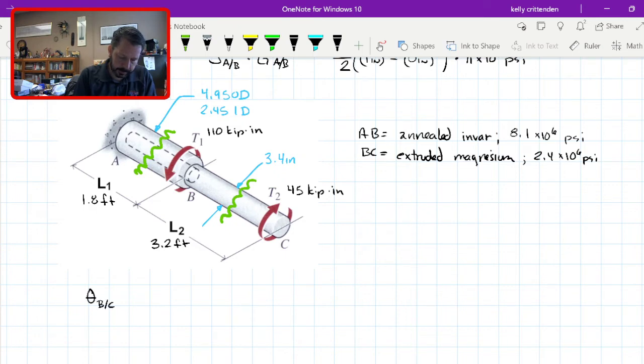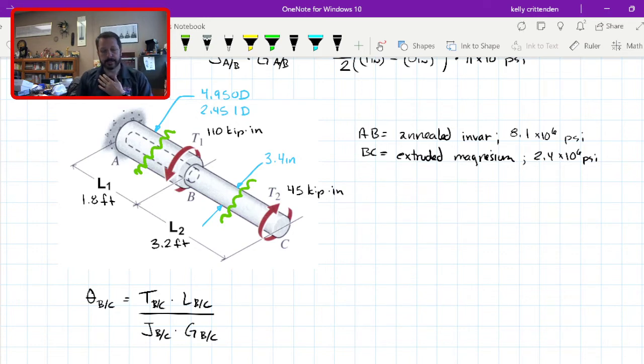So the angle of twist for section BC is equal to the torque in that section, the length of that section, over the polar moment of inertia for that section and the modulus of rigidity for that section. The torque in that section, I'm not going to draw this particular one, I'll draw the next one. This one is 45 kip inches. I don't know if MathCAD is going to know kips. We'll see. I might just put 45,000 inch pounds.